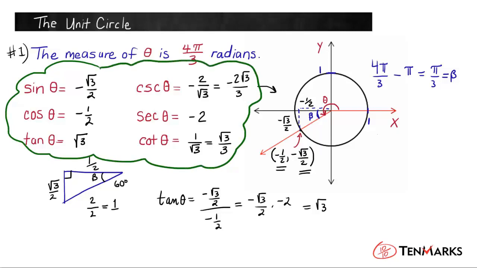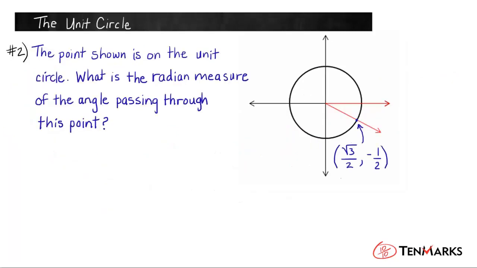Now let's take a look at the next problem. So this question tells us that this point is on the unit circle, and the question is, what is the radian measure of the angle passing through this point? So we're looking for the measure of this angle here, and we'll call this angle theta.